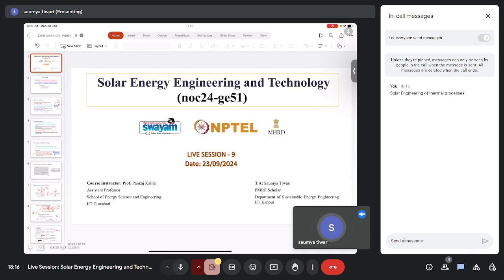This is a book by Duffie and Beckman. So the writers are John Duffie and William Beckman. Okay, so this is the book. You can get this book online also, the PDF of this book online also.